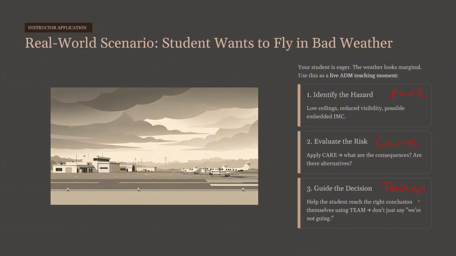So if we can't transfer the risk, then eliminate it, right? We could convert the flight to a ground lesson, which is great too. So the important part is helping the student arrive at the right decision through reasoning and not just saying no without explanation.